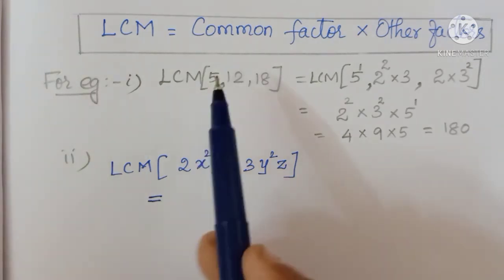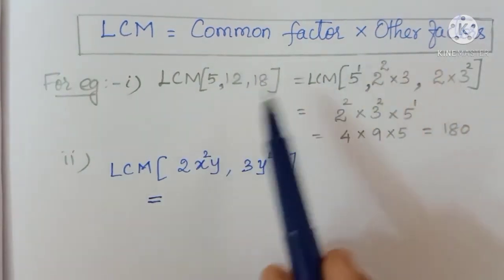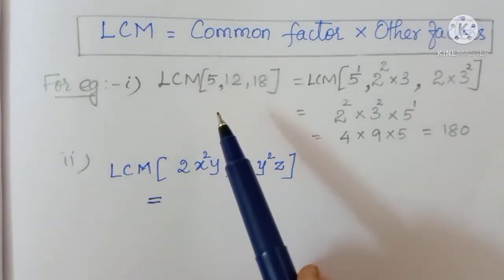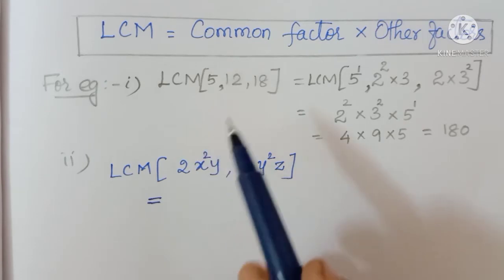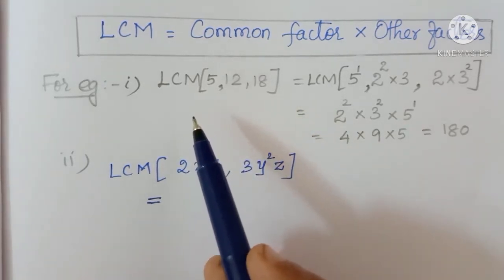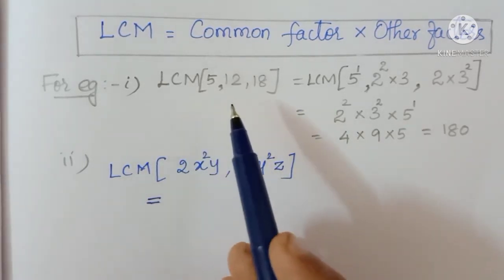LCM is equal to common factor into other factors. I have given a simple example with numbers, and the same logic we are going to use for algebraic expressions. So first we will see the simple example: LCM of 5, 12, 18.